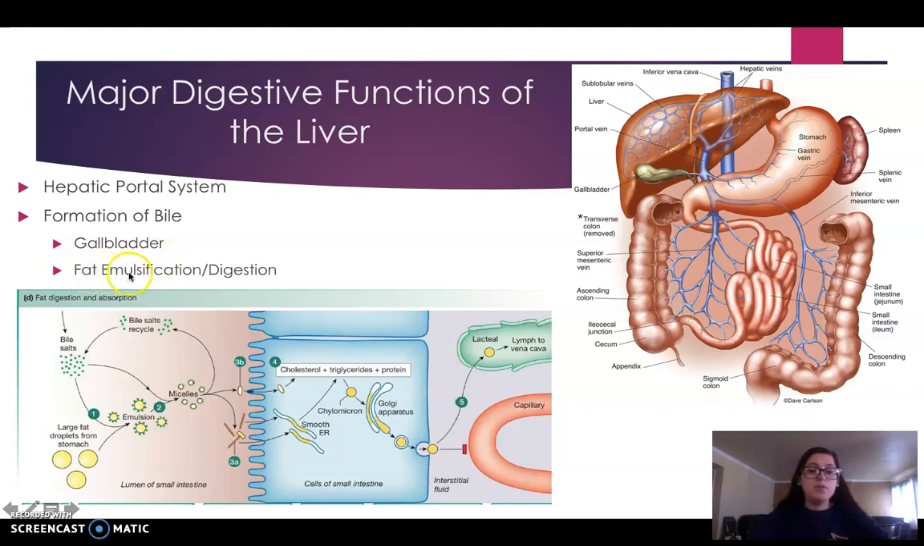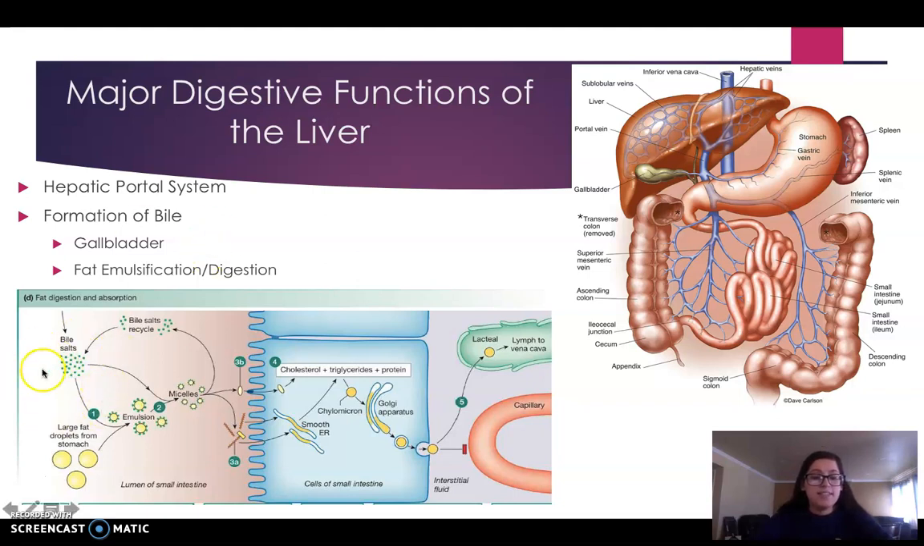And this is the fat emulsification. So bile is made out of 3 components: bile salts, bile pigment, such as bilirubin, and cholesterol. Bile salts are going to be the one component that is recycled, that is going to be reabsorbed by the small intestine and reused. Those bile pigments and cholesterol will actually be excreted into the feces.